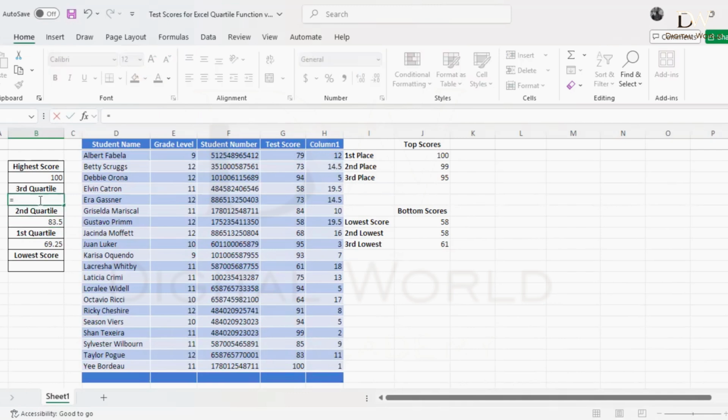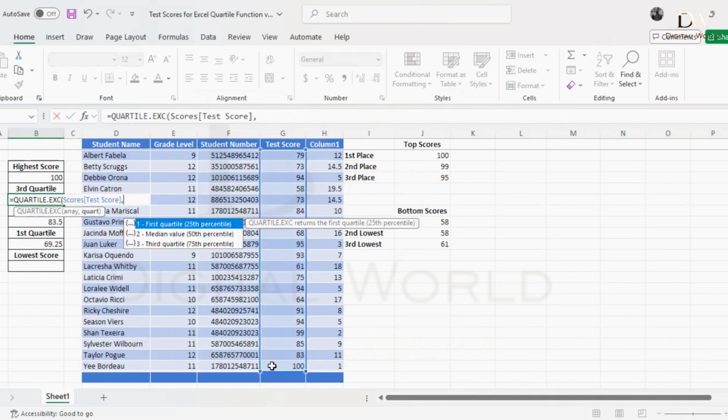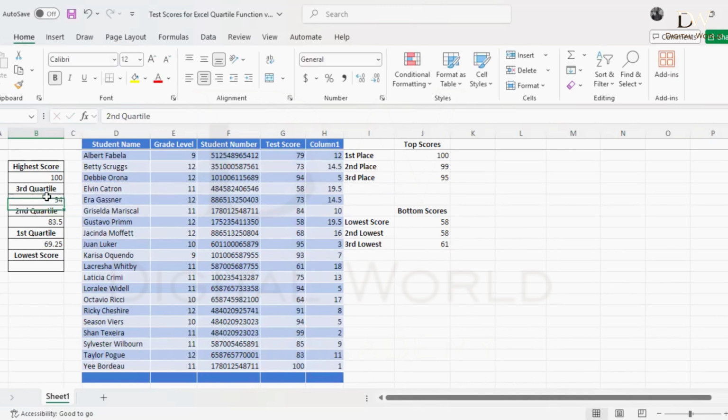Lastly, I'll say equals QUARTILE.EXC, the array again, comma. So we have the third quartile, the 75th percentile. That means which value represents 75% of this particular test score. Close the bracket: 94. The average score itself is very high, meaning they scored very high. We have a lot of 90s, a lot of 80s, a lot of 70s. That's why the median value itself is quite high.